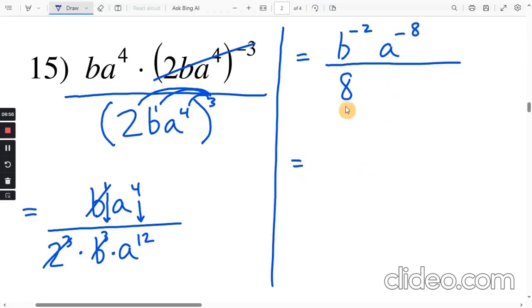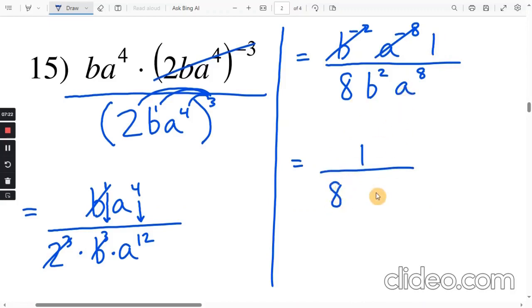All right, and they said no negative exponents, so we can just shift each of these into the denominator. B to the negative 2, if you move it down, it's b to the positive 2. A to the negative 8, if you move it down, that's a to the positive 8. The only thing left in the numerator is a 1. And if you want to write it in alphabetical order, you put the number coefficient first, and then a to the 8th, and b to the 2nd, or b squared. And that's it.